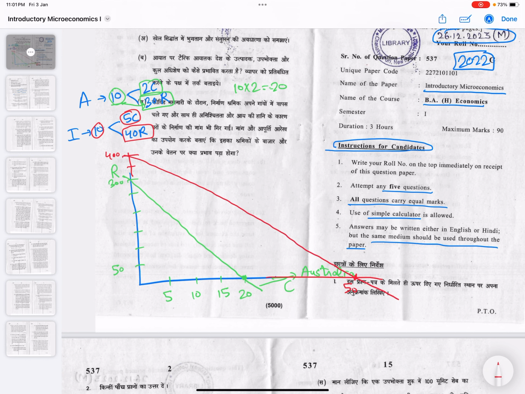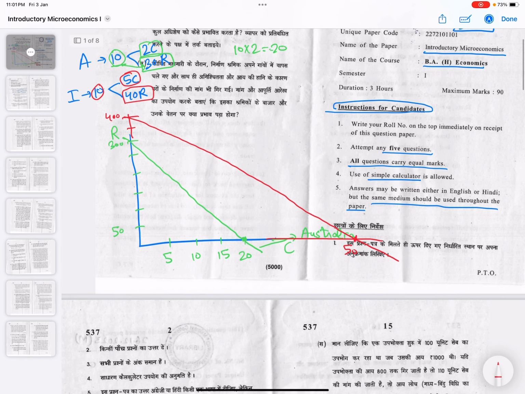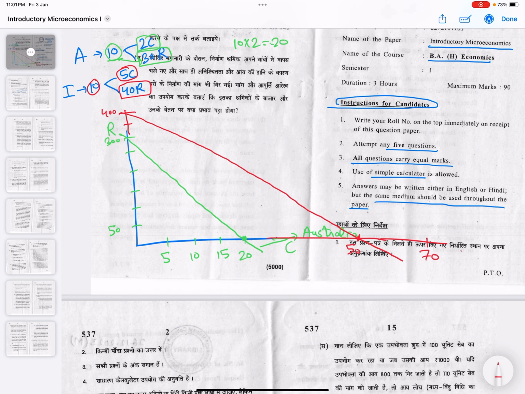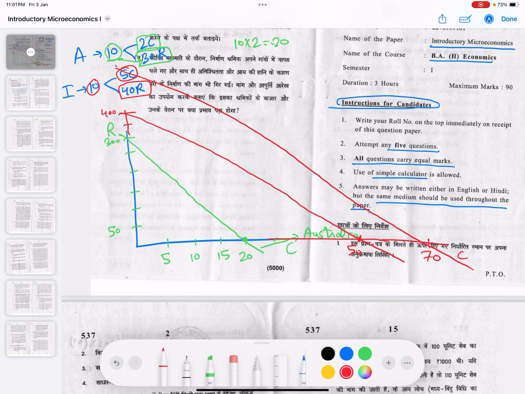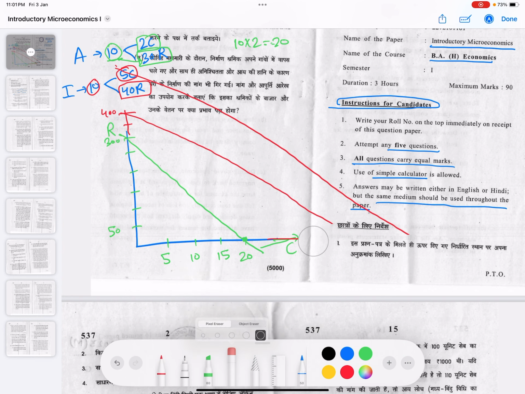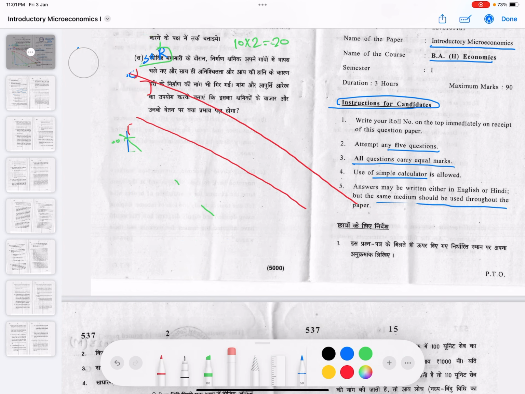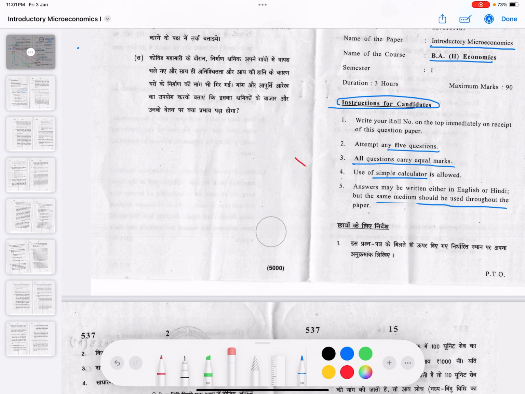And similarly, if it is being asked to draw the production possibility curve of both the countries together, so the total production would be 70 computers and 400 plus 300, 700 rice. So it would be somewhat like this. Okay, so in this case, you can draw it separately as well. Okay, now moving on to the second part of the question.